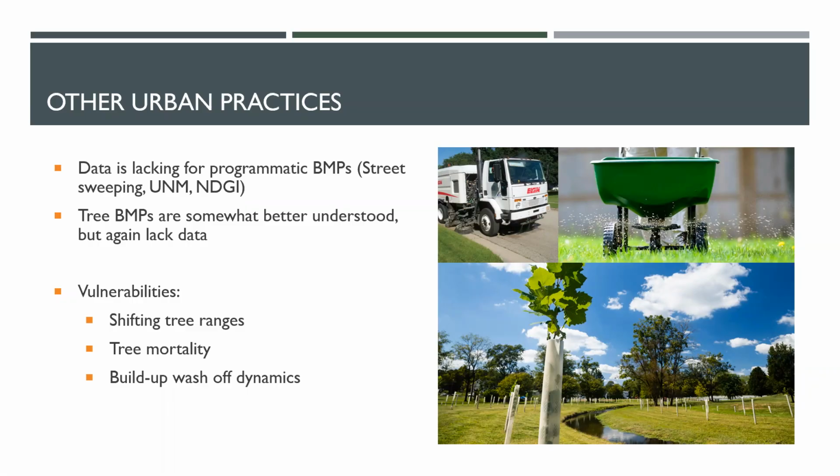The tree BMPs, urban forest planting, urban tree canopy, riparian buffers are a little bit better understood. But again, they're lacking data. We're talking about things like, we know that the tree species' ranges are shifting over time. And so how does that change what species of trees we're going to use in our buffer plantings or in our urban settings? Are mortality rates changing over time because of those shifting ranges? Are the trees that we planted 10 years ago starting to die off because of changes in temperature or maybe rising water tables along our riparian corridors?